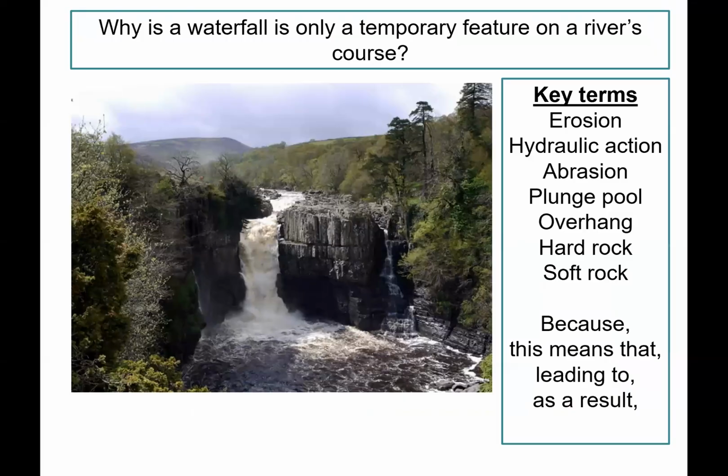So now I've got a question I want to answer, and I want to answer it using our key terms and our triggers. So the question is, why is a waterfall only a temporary feature on a river's course? The key terms I want you to use: erosion, hydraulic action, abrasion, plunge pool, overhang, hard rock, soft rock. And the triggers: because, this means that, leading to, as a result.